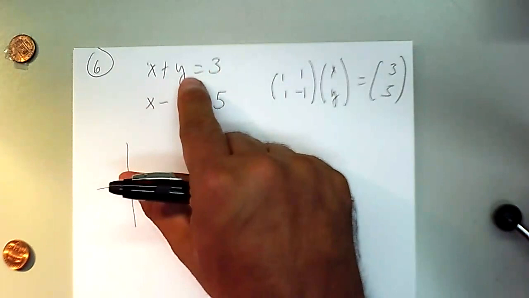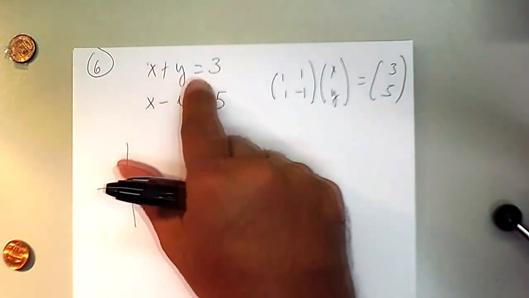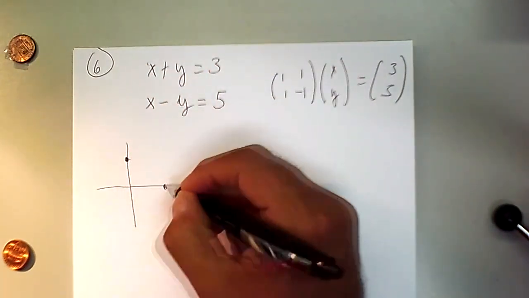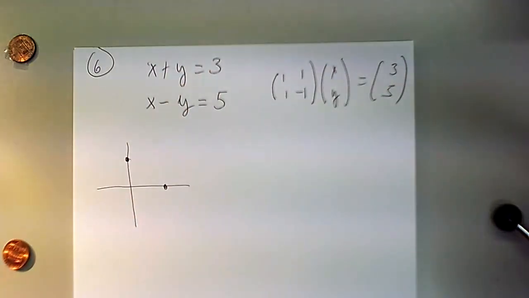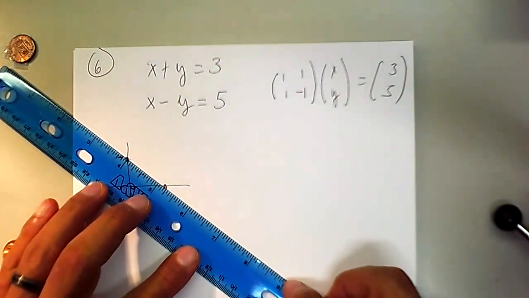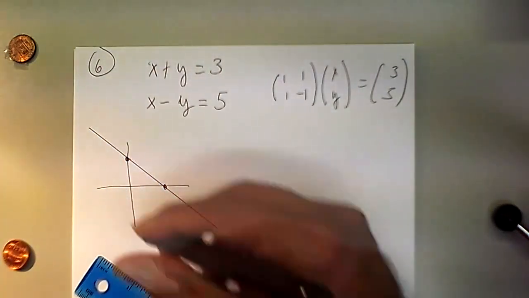So x plus y equals 3. If x is 0, then we have y equals 3. So there's a point there, another point there. So the way we represent this is by, I'm going to use a ruler here, by that. Okay, so we have a line.